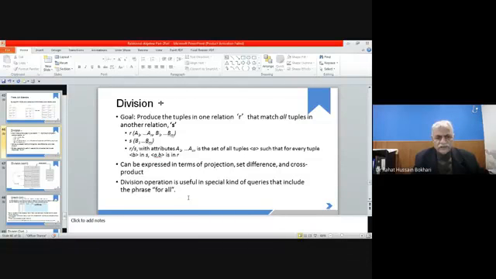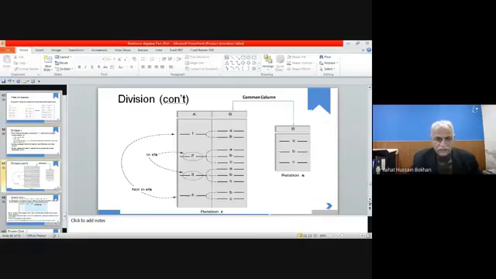The division operation is useful in special kinds of queries in which we include the phrase for all. We have to calculate something for all, and that is applicable there. And we will practice it when we discuss the statements of SQL with you, and how all these operations are carried out, and how these have been implemented with the structured query language. So with the example, it should be more clear.